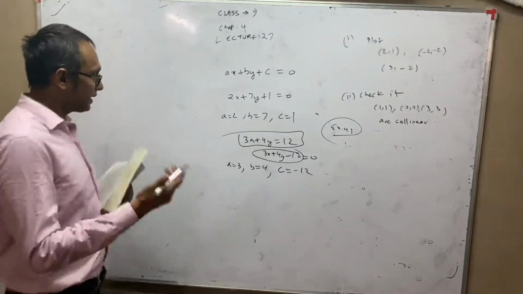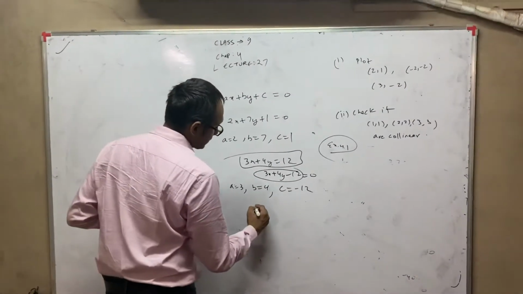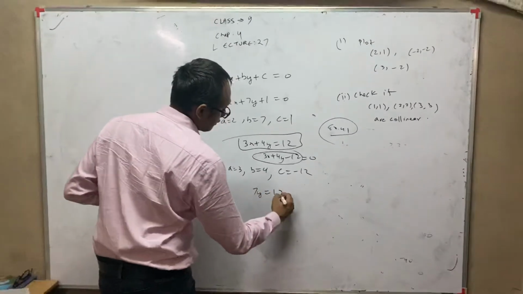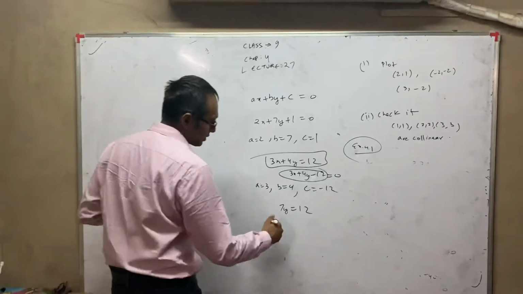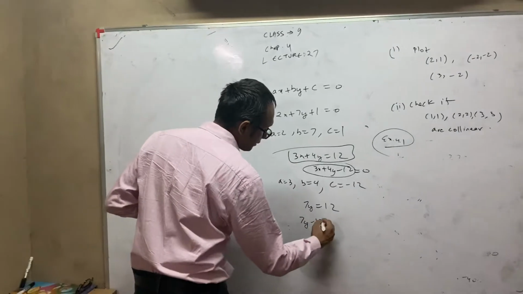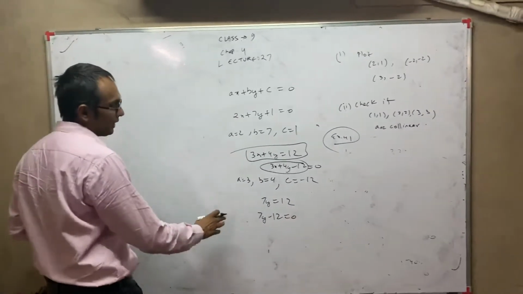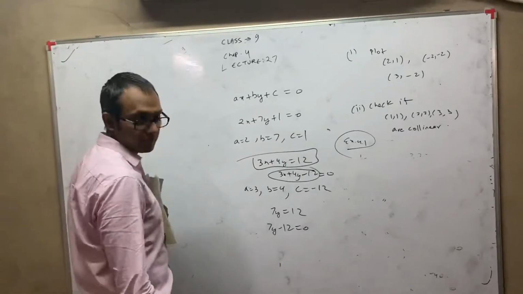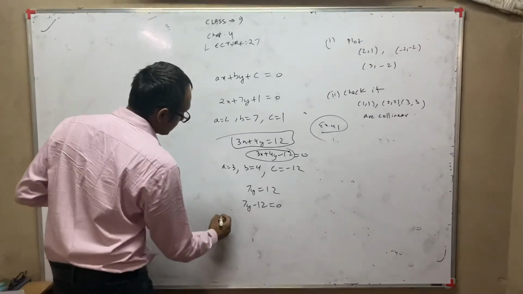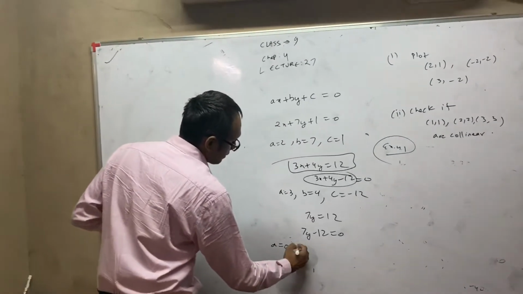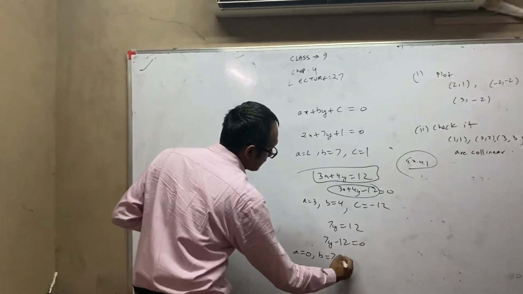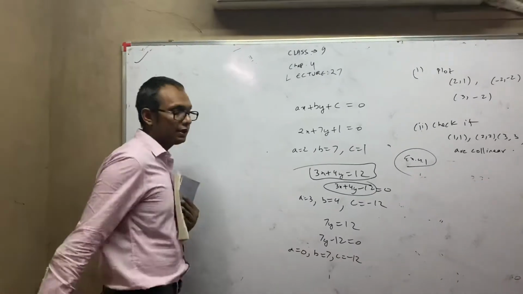Of course, many times suppose if the equation is like this, okay, 7y is equal to 12. Suppose first you will bring 12 here. Okay. Now if you write, now if you see, you cannot see any x value obviously, so that value is 0. B value will be 7 and C value will be minus 12.